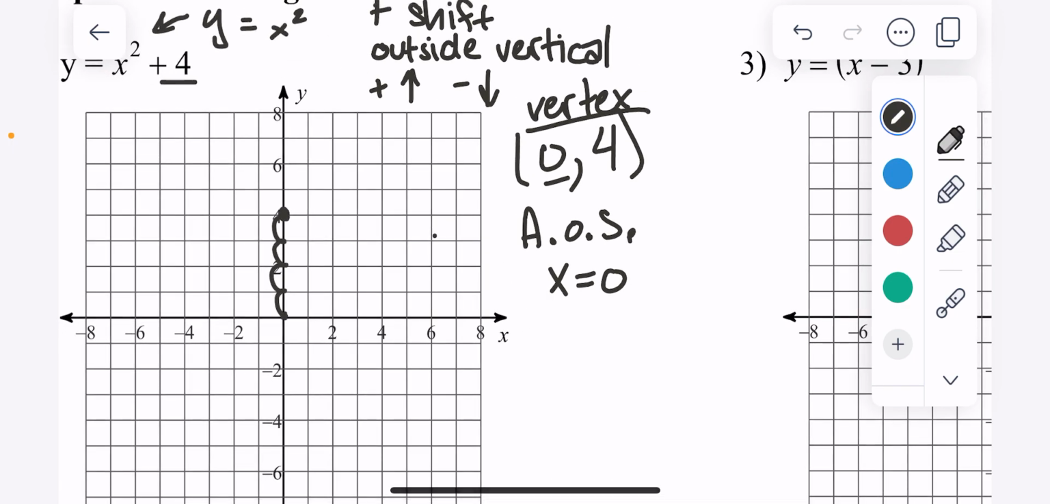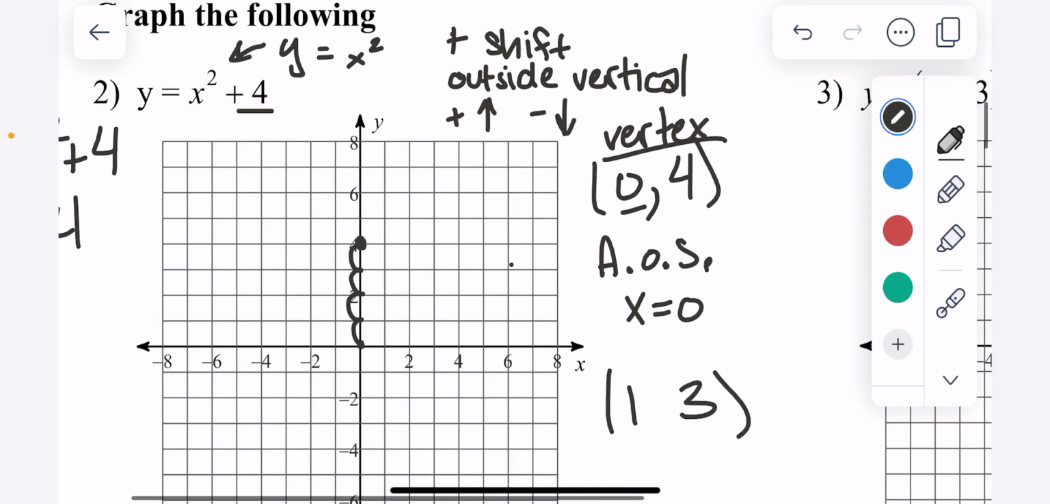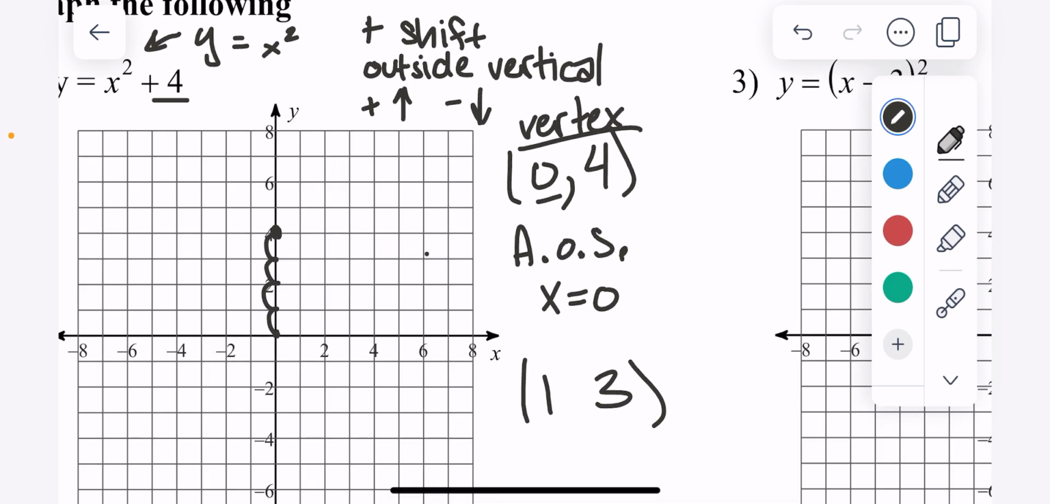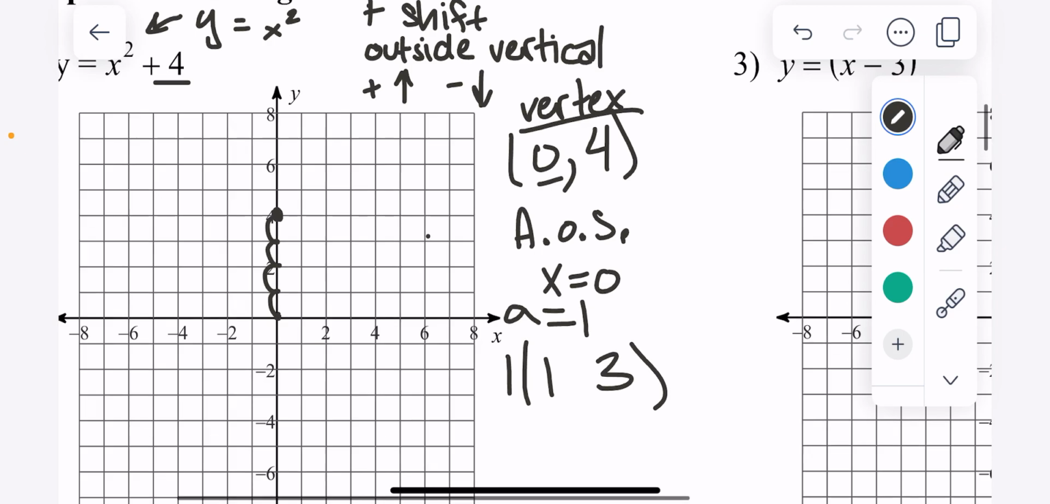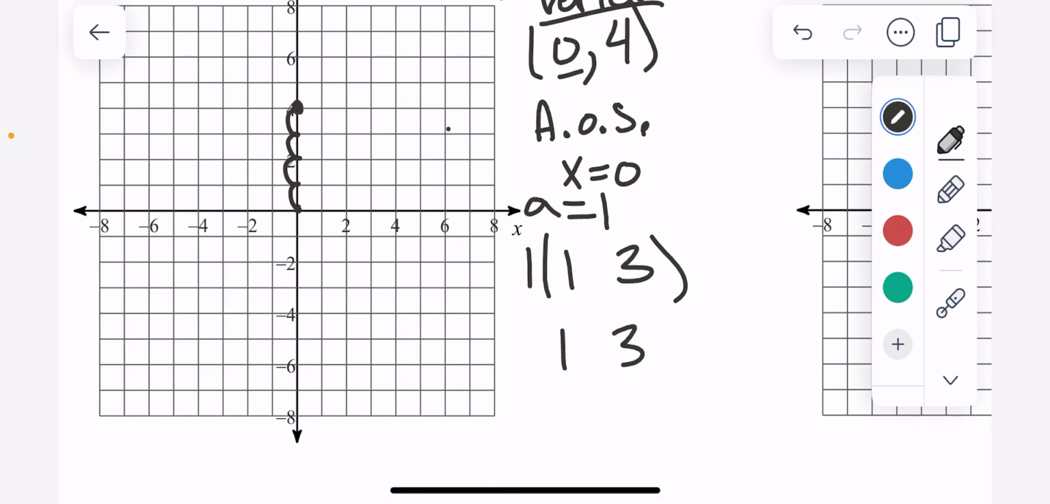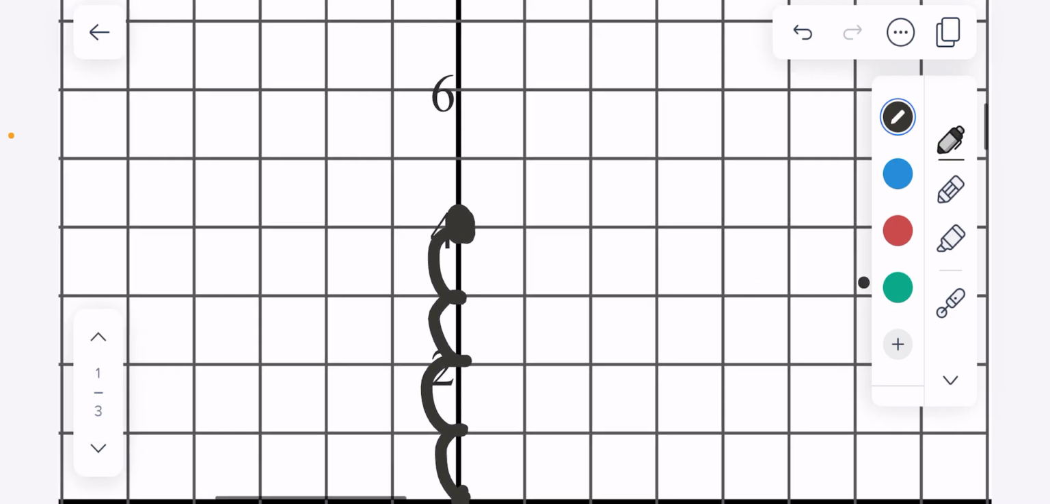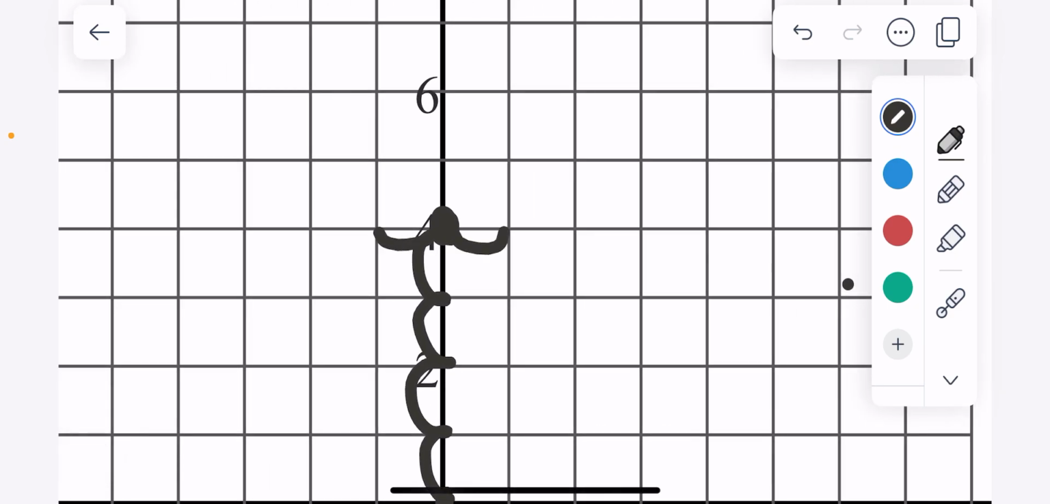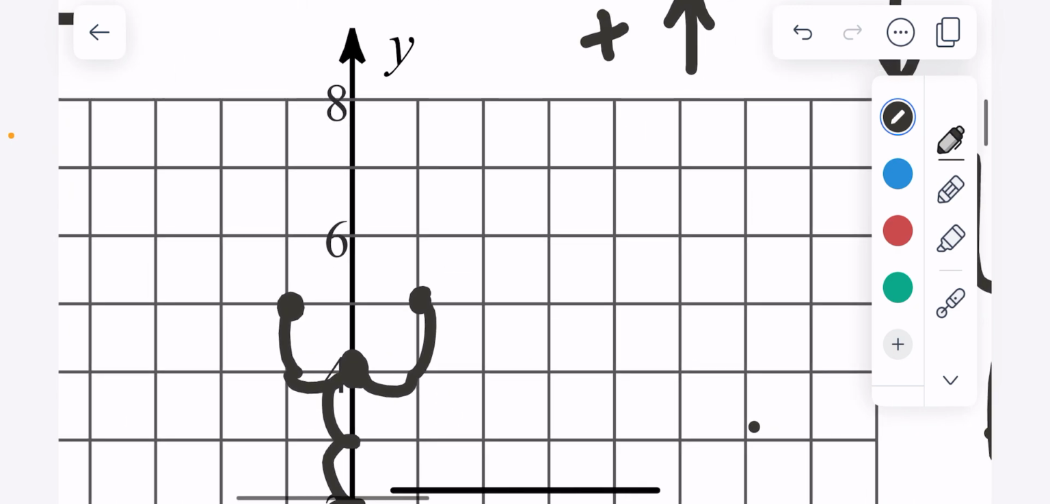So if I go to graph it, we're just going to use the 1, 3 method. We'll multiply by a. A in this case is the number in front of x squared. So a is just 1 because there's no number in front of x squared. So we take 1, 3, we multiply it by 1, so we get 1, 3 again. So I always go left, right, 1. In this case, I'm going to go up 1. Always go left, right again, 1. In this case, I'm going up 3.